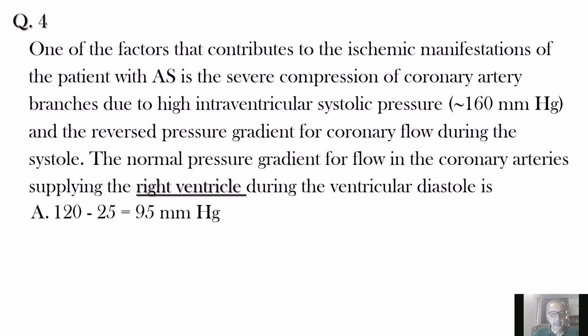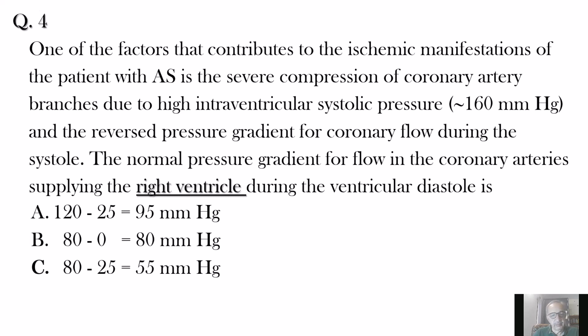Is it 120 minus 25, 95? 80 minus 0, 80? 80 minus 25, 55? 25 minus 0, 25? To answer this, we have to see what is the pressure gradient to the right ventricle during the diastole. During the diastole, the aortic pressure is reduced to say 80. In this case also it was 100 by 80, yes, 80. And the right ventricular diastolic pressure is near 0. So the best answer is 80 minus 0, 80.